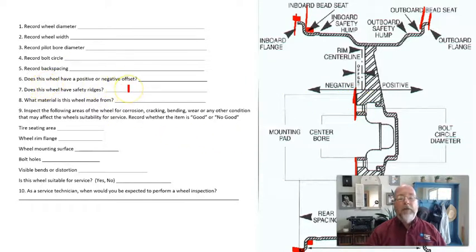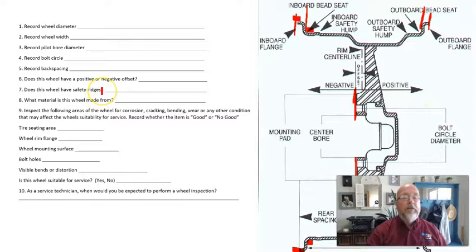Does this wheel have a positive or negative offset? Now this has to do with whether the mounting surface of the wheel is at the center line of the wheel. You'll see center line is identified right here, or I've got this marker right here. So that's the center line. You'll see that the mounting surface is slightly inboard of that. So that has a negative offset. Not much of one, but a negative offset. The rule is if this mounting surface is inboard of the center line, it's negative, and if it's outboard of the center line, it's positive.